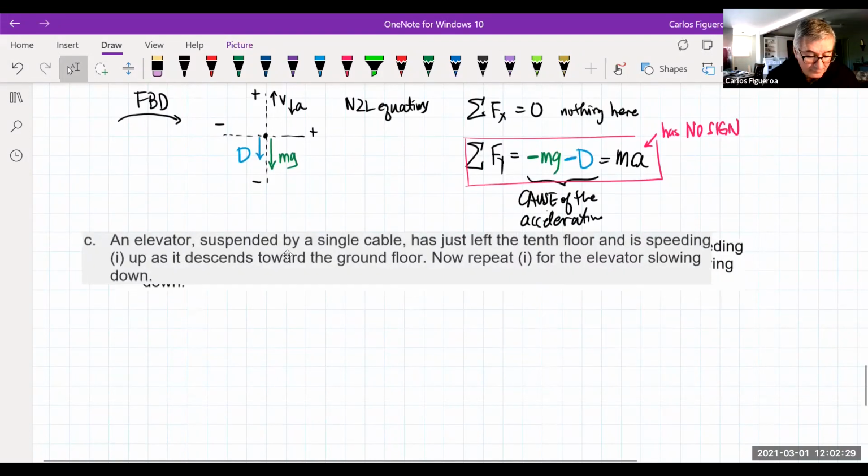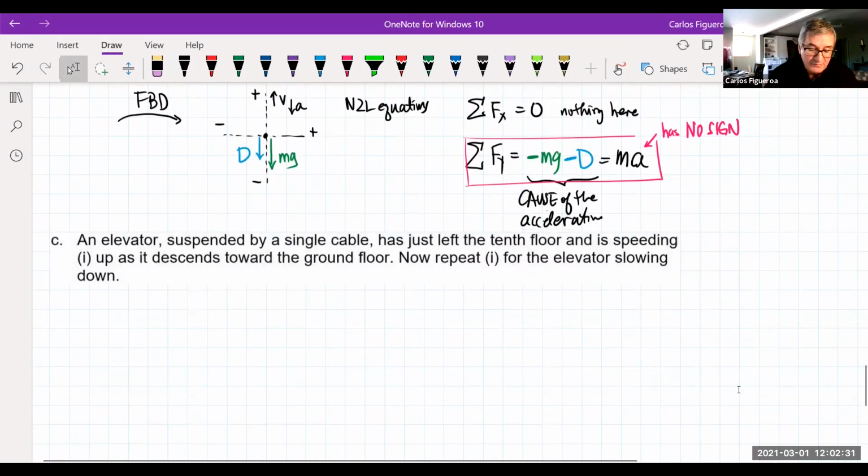Here's C. It says an elevator suspended by a single cable has just left the 10th floor and is speeding up as it descends towards the ground. Let's look at that. So what's my picture here? So what am I focusing on?